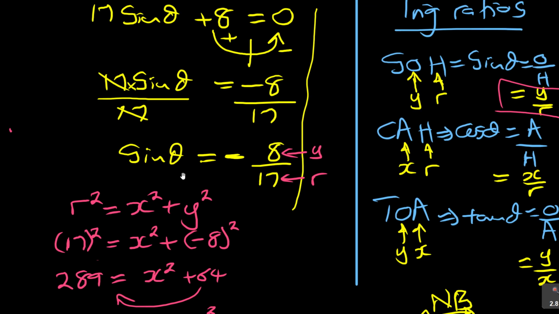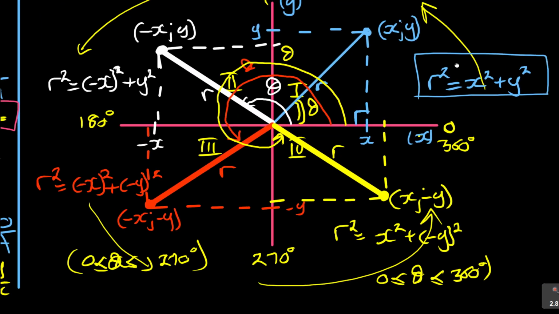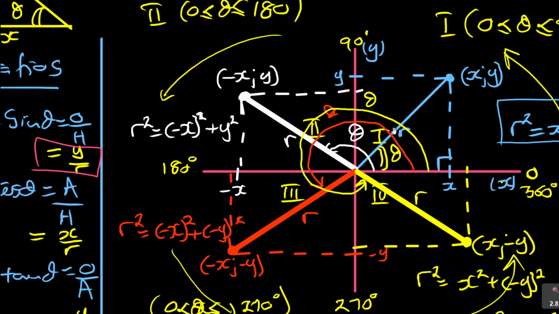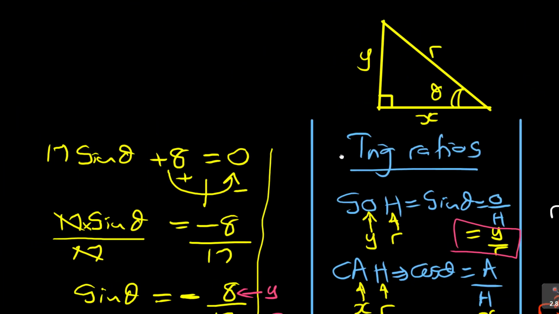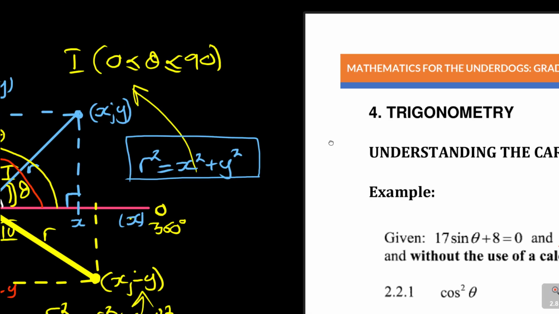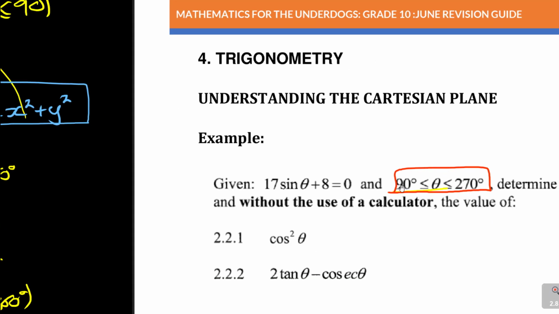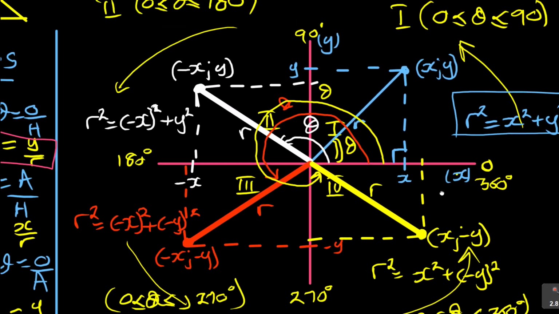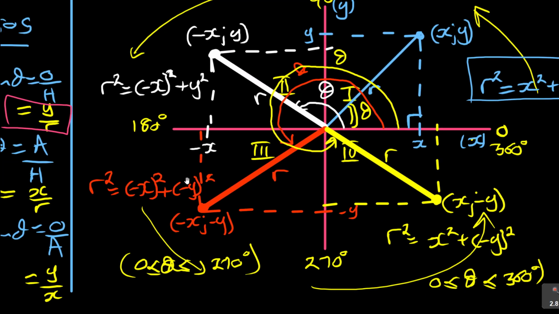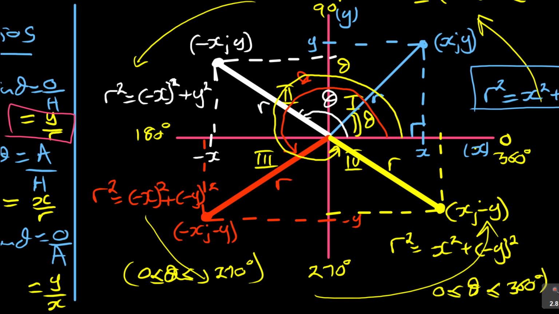Then you come back here, remember they are saying sin theta is negative 8 over 17, and we said y is the one that is negative. As you remember here, that's where y is negative. You come back to the CAST diagram and look at the part where y is negative, and remember our diagram is in 2 quadrants. Let's go back. It's between the second and the third quadrant. So it's between second and third, and in the third quadrant you have a negative y.